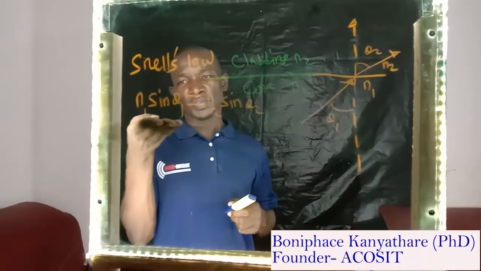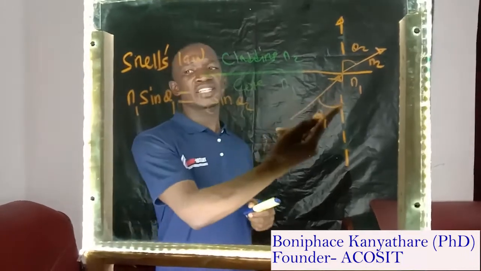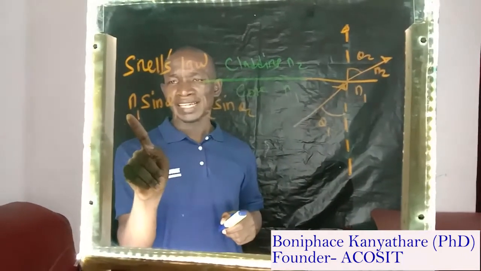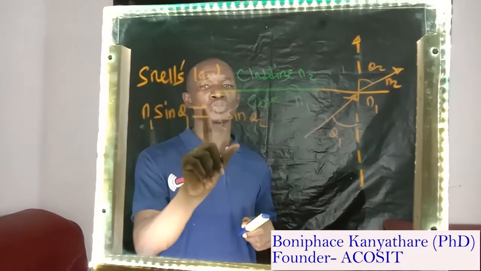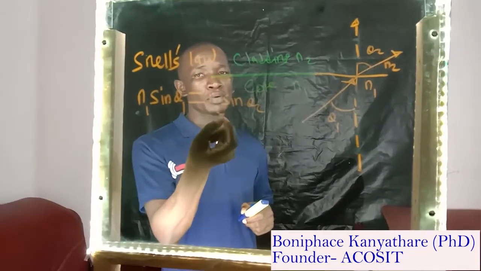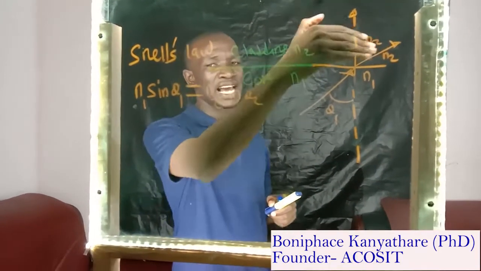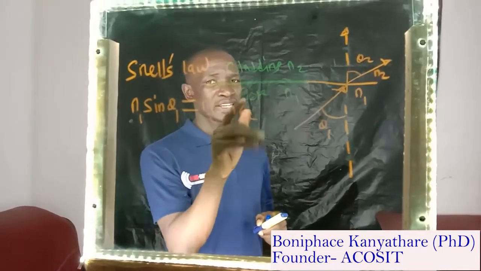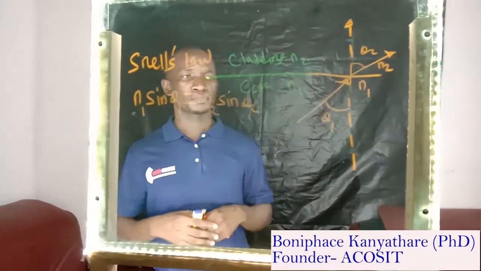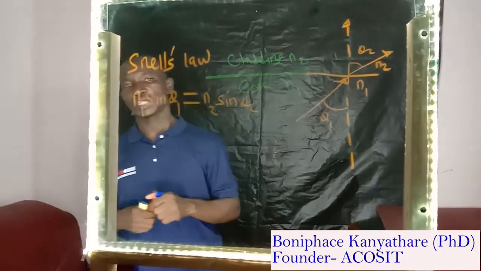So if you take the product of sine of the incident angle multiplied by its refractive index, it is equal to the product of the refractive index of the cladding or second medium times the sine of its refracted angle. This is very important.